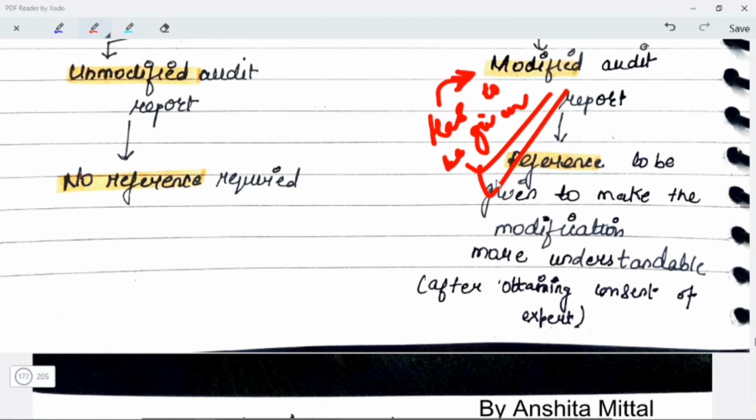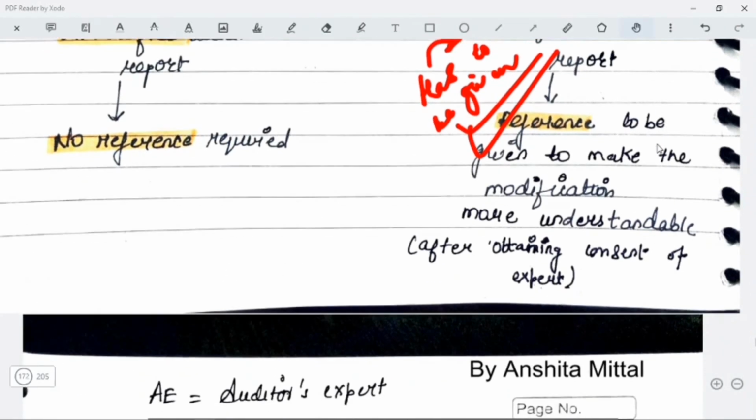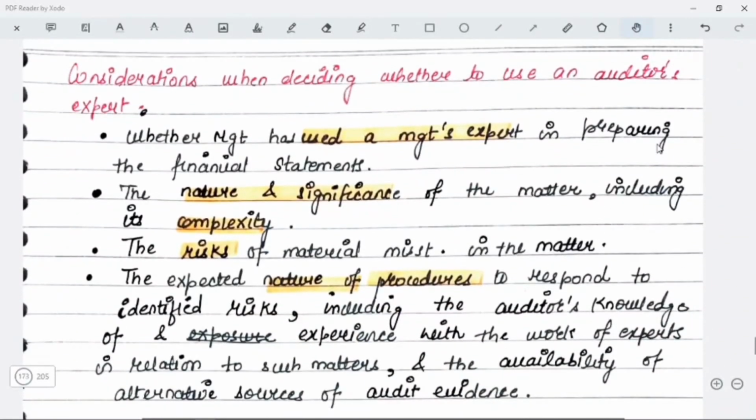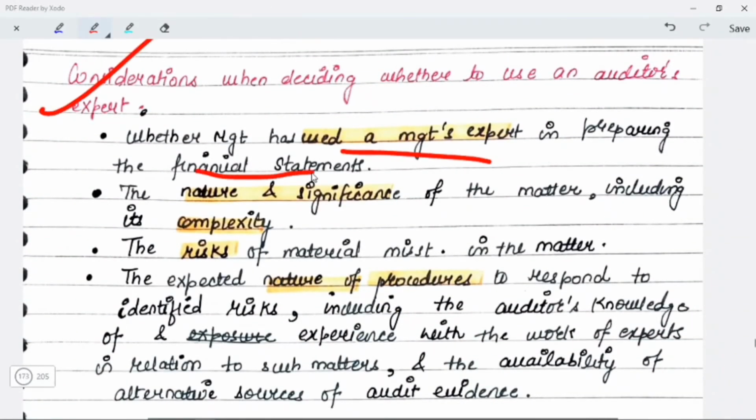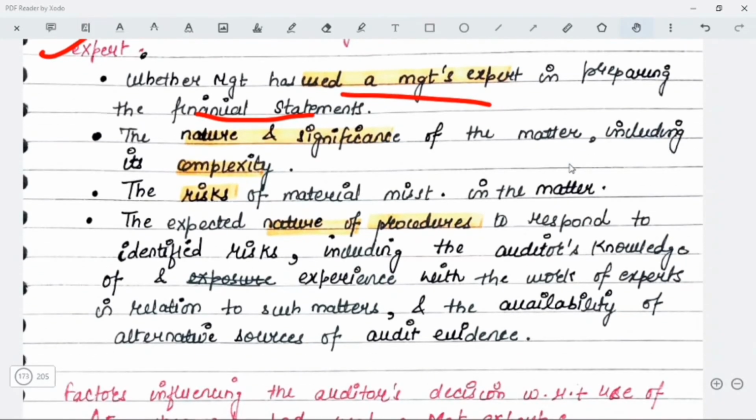Now, what are the considerations when deciding whether to use an auditor's expert? So in this particular case, whether the management has used a management's expert in preparing the financial statements. So आपको अपने expert की ज़रूरत कब पड़ सकती है? जब management ने भी अपना expert employ किया हो, engage किया हो. क्योंकि management अगर कोई management expert engage किया तो हो सकता है ना कोई ऐसा matter है where there is a requirement आपको भी अपना expert लाने की ज़रूरत पड़ जाए because you might not have so much of knowledge in that particular specific area.